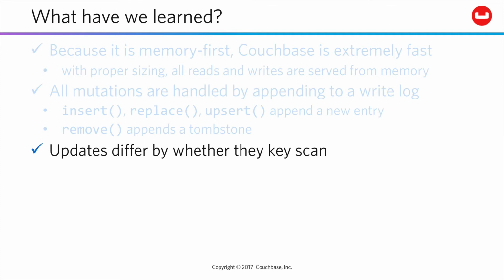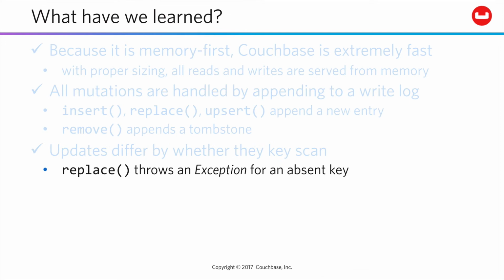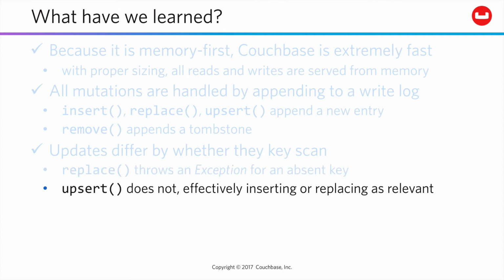Under the hood, a key difference is whether or not your update process performs a key scan. A replace will do a key scan and throw an exception if the key is not there, which can be logically helpful if you need to know if you have this data already. But if you're just ingesting, an upsert doesn't even bother with a key scan. It just continues bringing in data, effectively inserting or replacing as relevant.